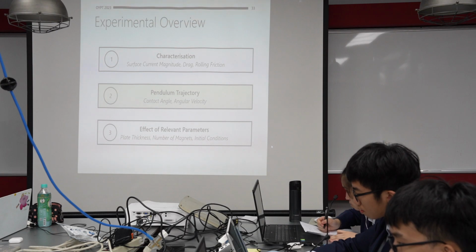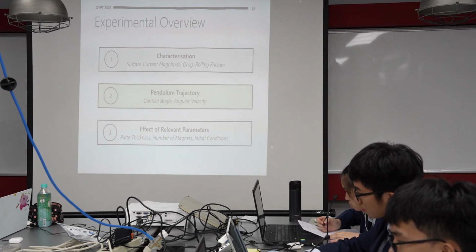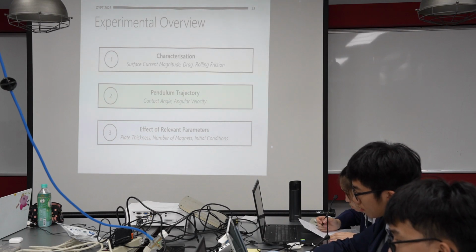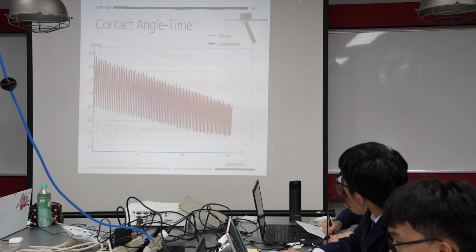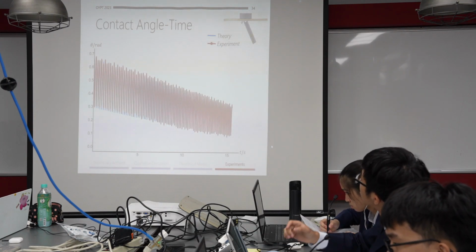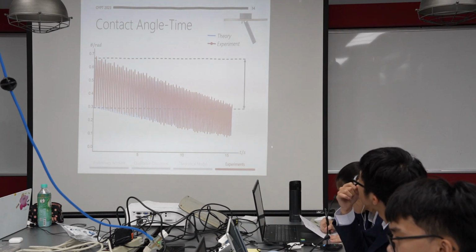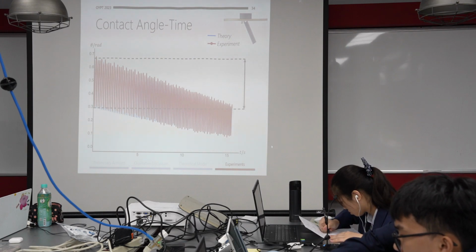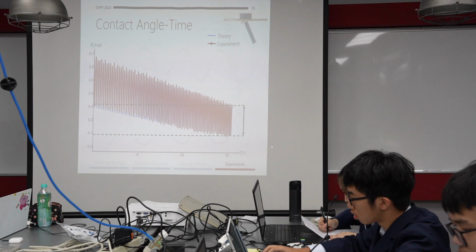Next, we will discuss the trajectory of the pendulum. As the variation in the contact point radius is very small, we shall not be discussing it due to time constraints, but welcome any discussion during the opposition. Let us first investigate how the contact angle changes with time. We see that generally, the contact angle decreases over time due to damping. Similarly, the amplitude of contact angle oscillations will also decrease over time due to the effects of damping.